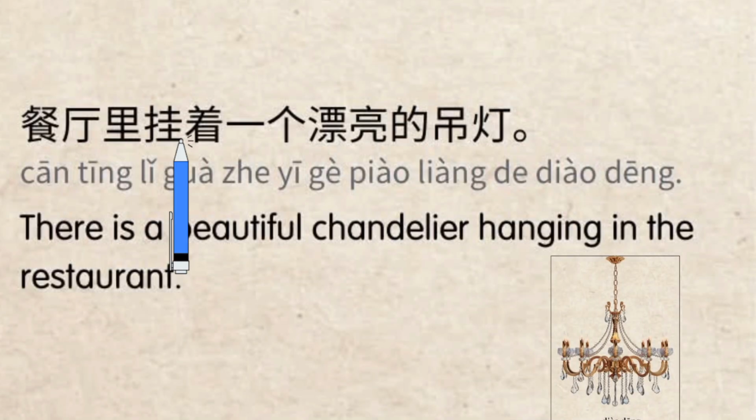餐厅里挂着一个漂亮的吊灯。There is a beautiful chandelier hanging in the restaurant. Let me highlight the words we just learned. 吊灯. Hope you learn it. Let's move to our next vocabulary.